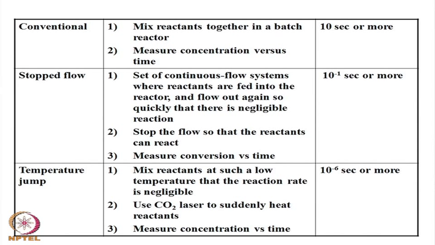So, let us look into various techniques. Although we are now focusing on fast reactions, let us have a look at various methods. Conventional method: mix reactants together in a batch reactor and measure concentration versus time. The time required is 10 seconds or more. For stopped flow, there are continuous flow systems where reactants are fed into the reactor and flow out again quickly so that there is negligible reaction. Stop the flow so that the reactants can react, and measure the conversion versus time. In that case it is 10 to the power minus 1 second or more.